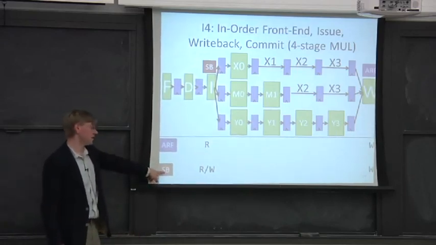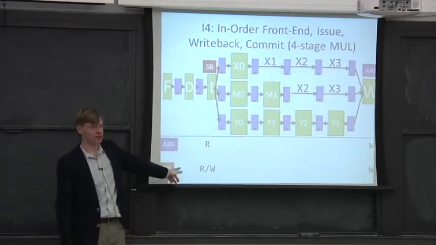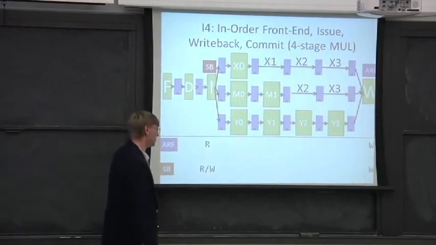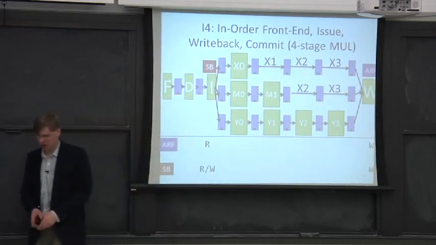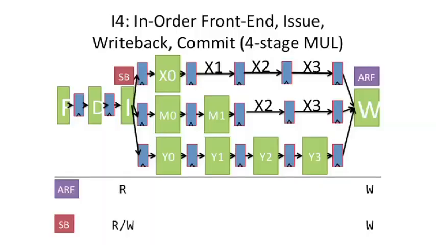SB. So what's SB here? It's the scoreboard. So what does a scoreboard do? We're going to show some pictures of scoreboards, but for right now, what our scoreboard is going to allow us to do is it's basically going to be a convenient side structure where we're going to keep track of where different values are in flight in these different pipelines.